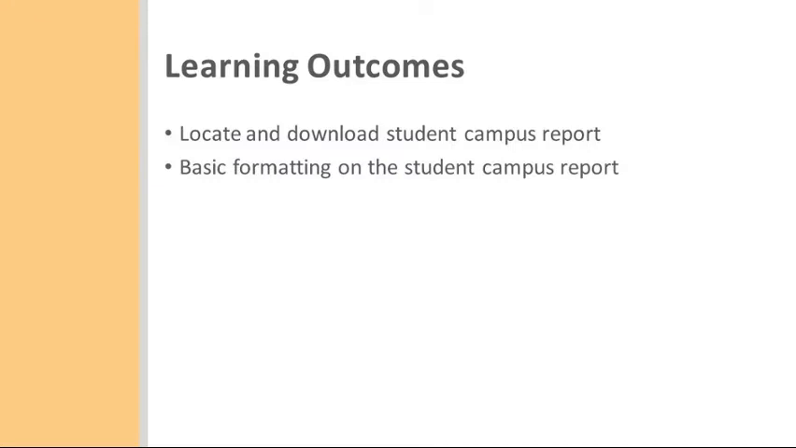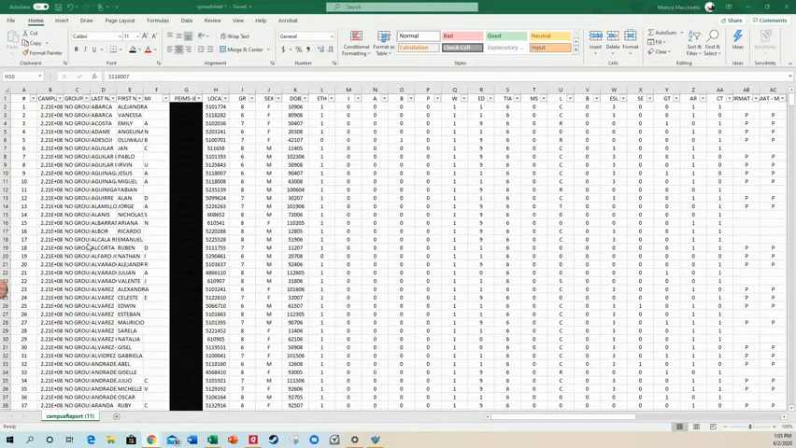In this video, we are going to be looking at the Student Campus Report and completing some basic formatting on the Student Campus Report. If you have your Student Campus Report from video 4.3, we will start the basic formatting from your report that you downloaded and saved for 4.3. I've opened up the Student Campus Report, and I'm going to start doing some basic formatting.